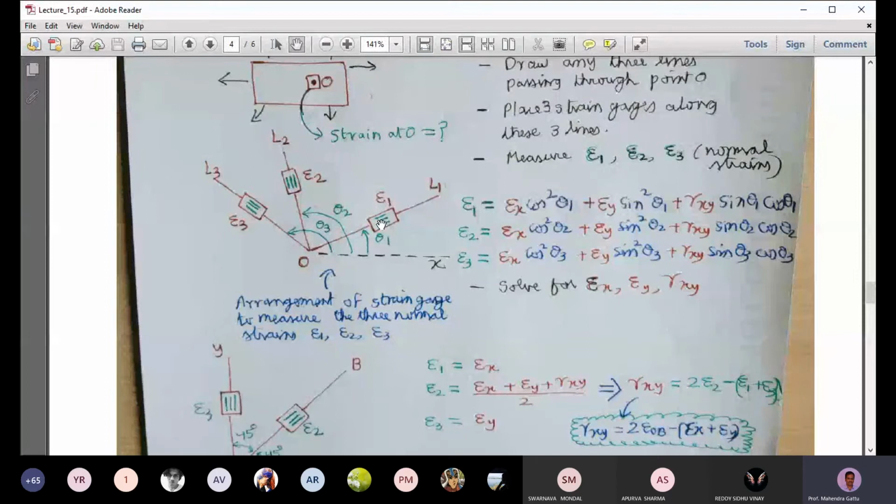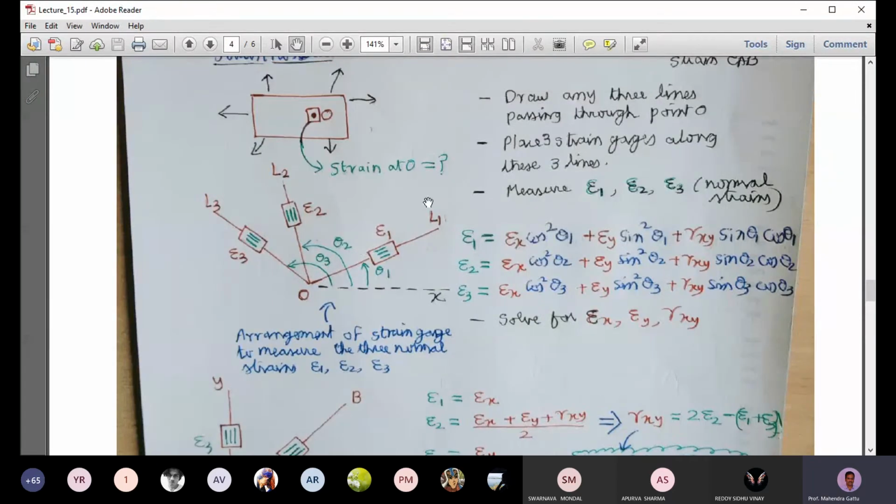From this strain gauge, we can measure the strain acting along this line, which is epsilon 1. Similarly, we can stick another strain gauge along line L2, and we can measure the strain acting along that line, which we call epsilon 2. And similarly, we can stick the strain gauge along the line L3, and calculate the corresponding strain, which is epsilon 3. So we are actually measuring the normal strains, that is the change in length, with these 3 strain gauges oriented at angles theta 1, theta 2, and theta 3.